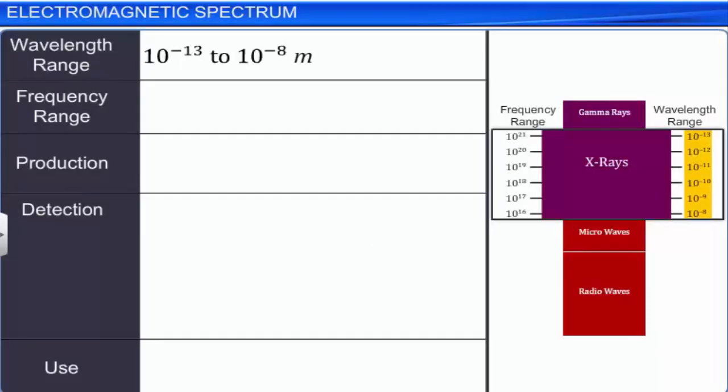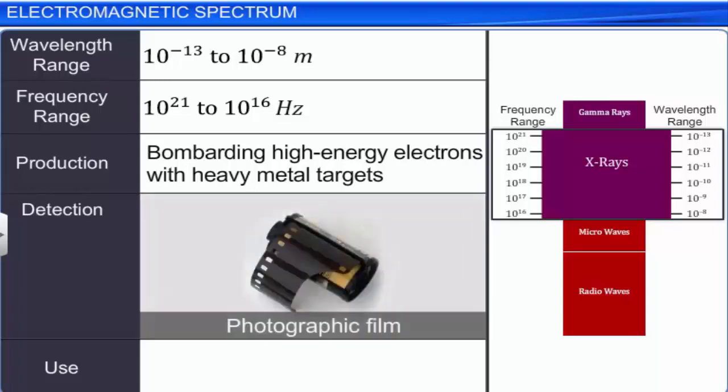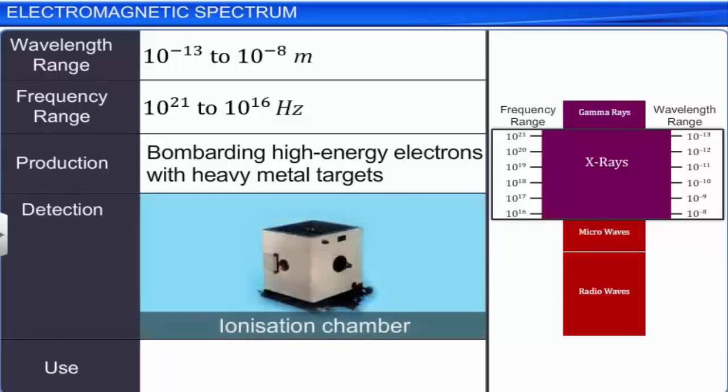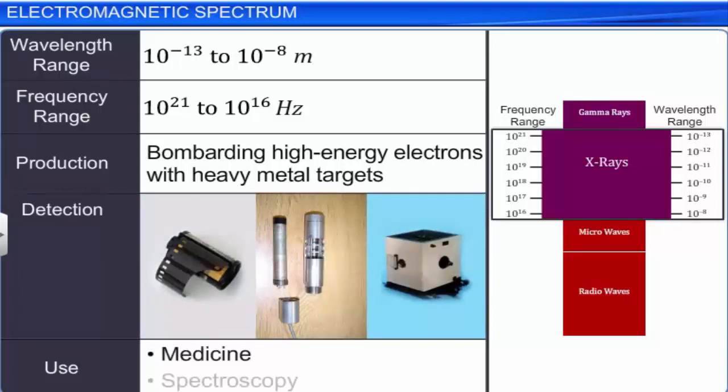The frequency is in the range of 10 power 21 Hz to 10 power 16 Hz. X-rays can be produced by bombarding high-energy electrons with heavy metal targets. They can be detected by photographic films, Geiger tubes and ionization chambers. X-rays are widely used in different applications such as medicine, spectroscopy and in industries.